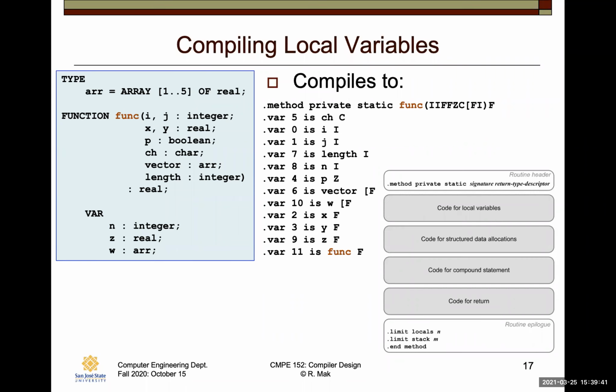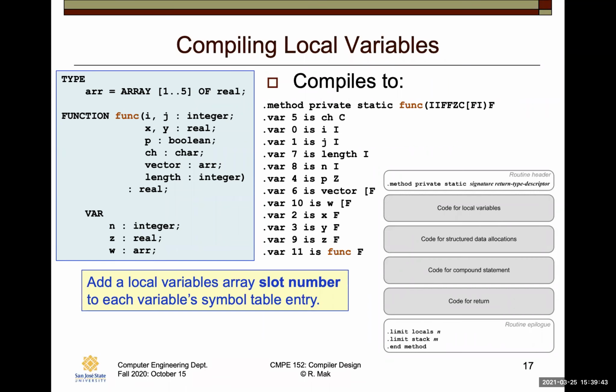All right, and now these slot numbers, where do they come from? That means that in the front end, when the semantic pass is building the symbol table entries, it can assign the slot numbers. So the semantic pass will say, oh, slot 1, slot 2, slot 3, slot 4, and so forth.